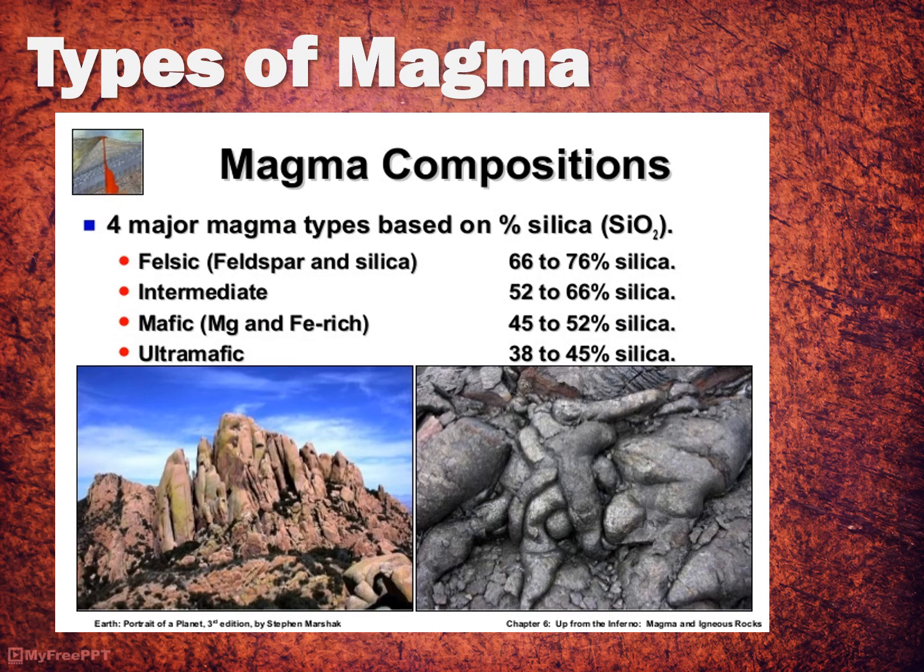So, in summary, our magma compositions are: the felsic type, which creates feldspar and silica, contains 66 to 76% of silica. Your intermediate magma contains 52 to 66% silica. Your mafic, na mas mataas sa magnesium and iron, ay may 45 to 52% silica, and our ultramafic only contains 38 to 45% silica.